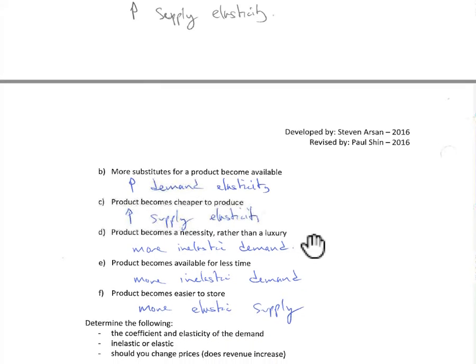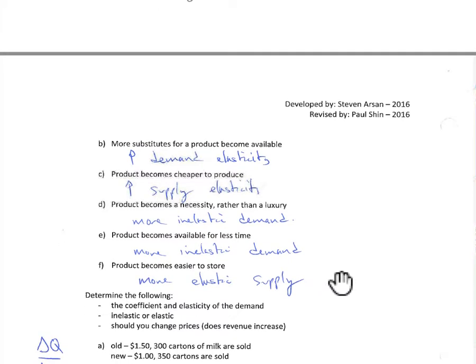Product becomes a necessity rather than a luxury. This makes demand more inelastic. So my inelasticity will go up, or demand becomes more inelastic. Think about something like cell phones in the past 20 years. They're becoming more inelastic. Product becomes available for less time. Again, this is more inelastic. Okay, so things are of a limited release or a limited sale, so it's more inelastic. You have to go and get it right away. Product becomes easier to store. This is more elastic supply. As a producer, I'm able to store and remove it when I choose. So that's what impacts demand and supply elasticity.